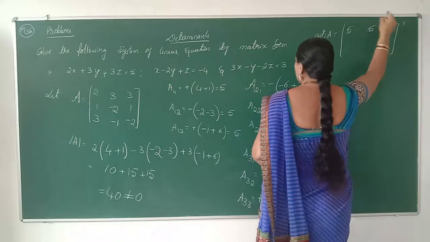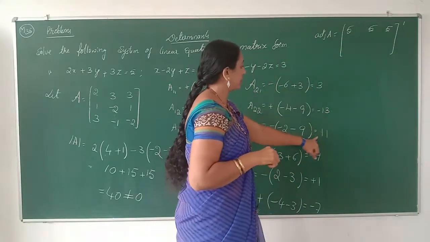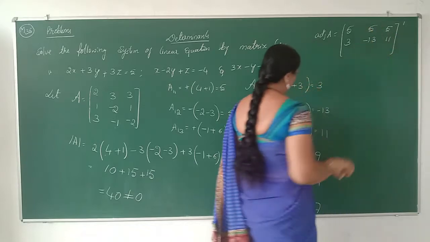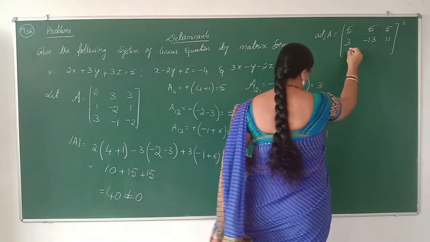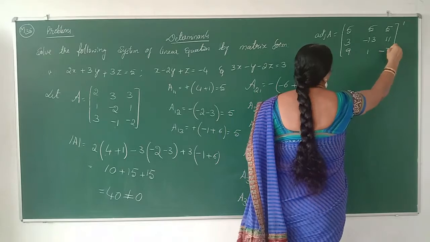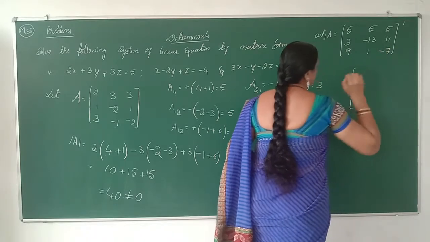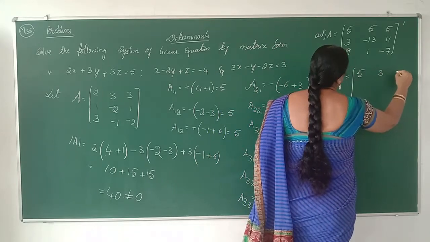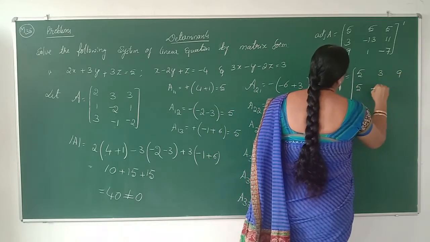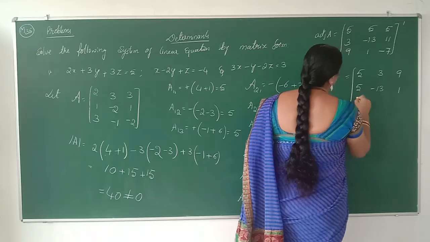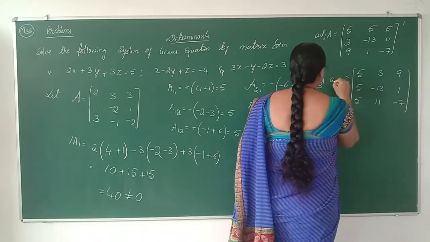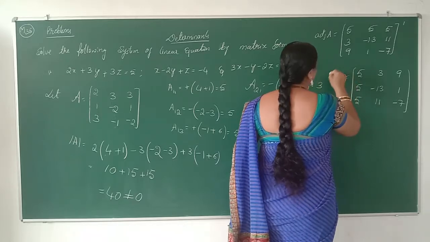And elements of the second row: 3, minus 13, 11. And elements of the third row: 9, 1, minus 7. After transpose of that matrix, elements are 5, 3, 9, 5, minus 13, 1, 5, 11, minus 7. These will be called the adjoint of A.